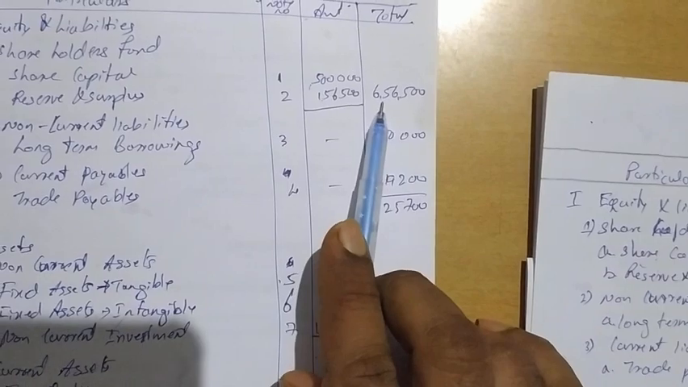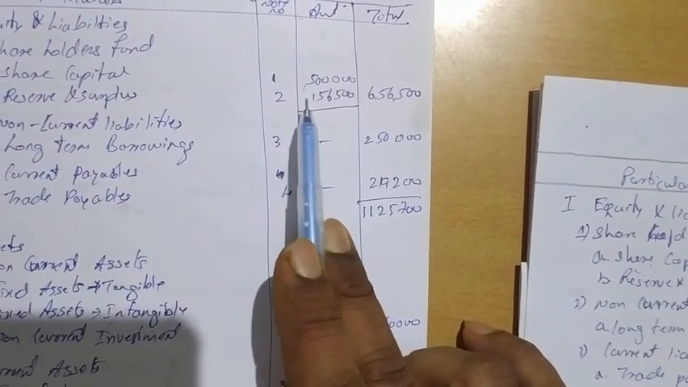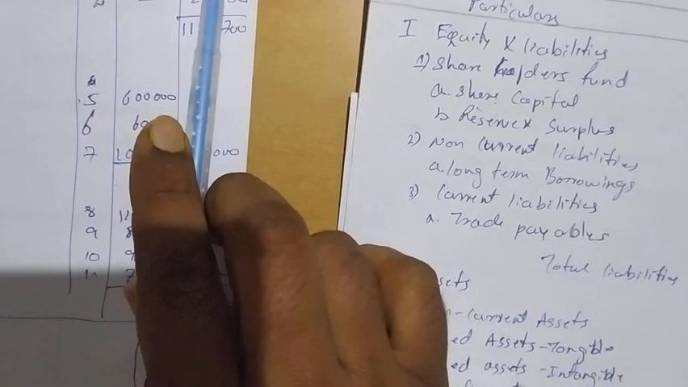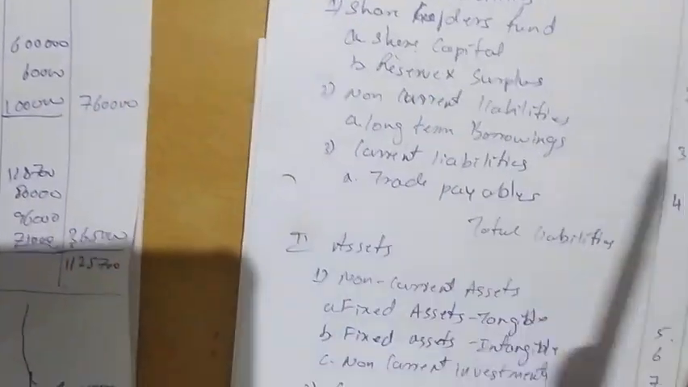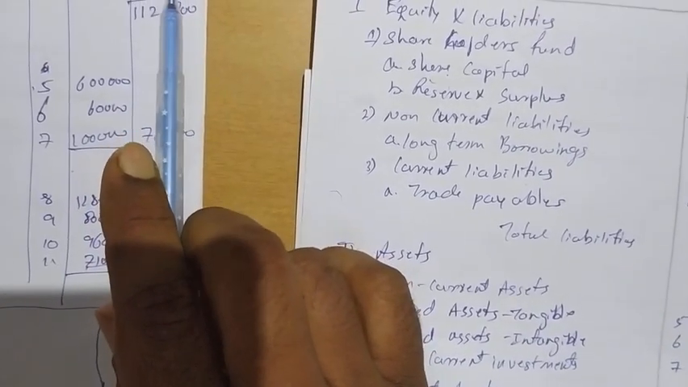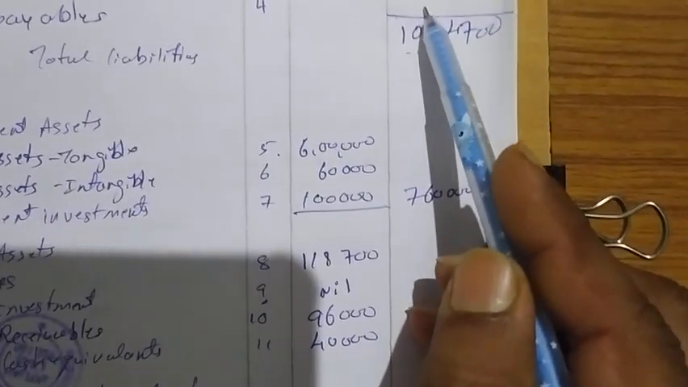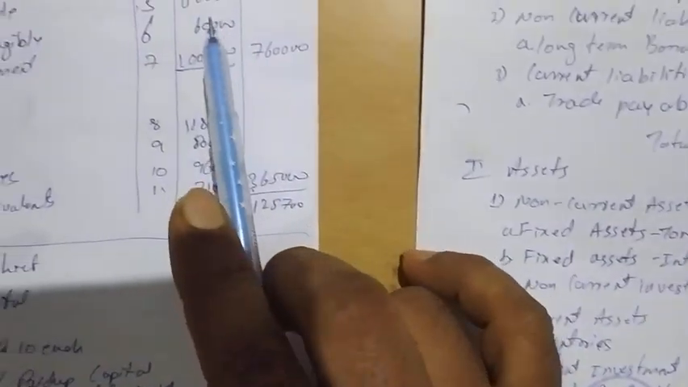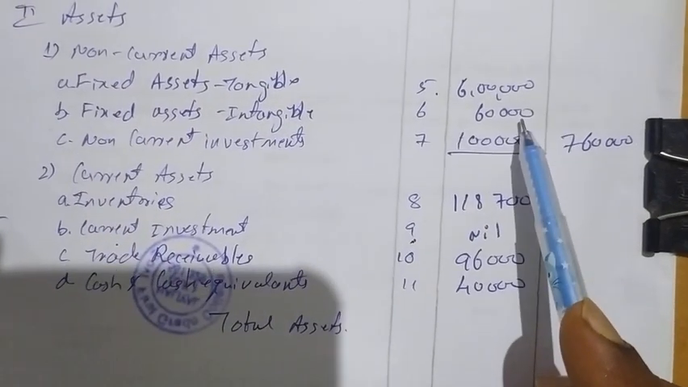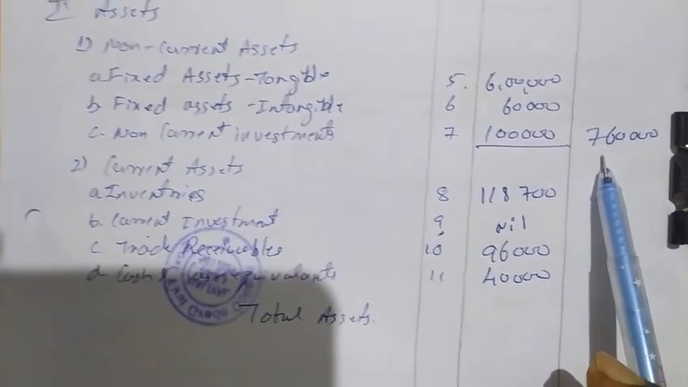So see here the changes. 6,56,500 total shareholders' funds has now reduced to 4,95,500. Then 2,50,000 long-term borrowing is now 3 lakh rupees. The 2,19,200 trade payables remains the same. And here on assets, 6,60,000 plus 1 lakh, total 7,60,000, remains the same.